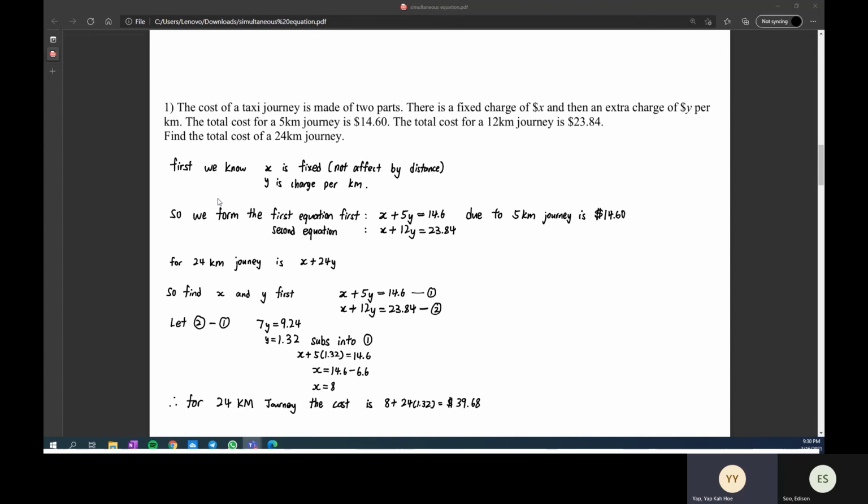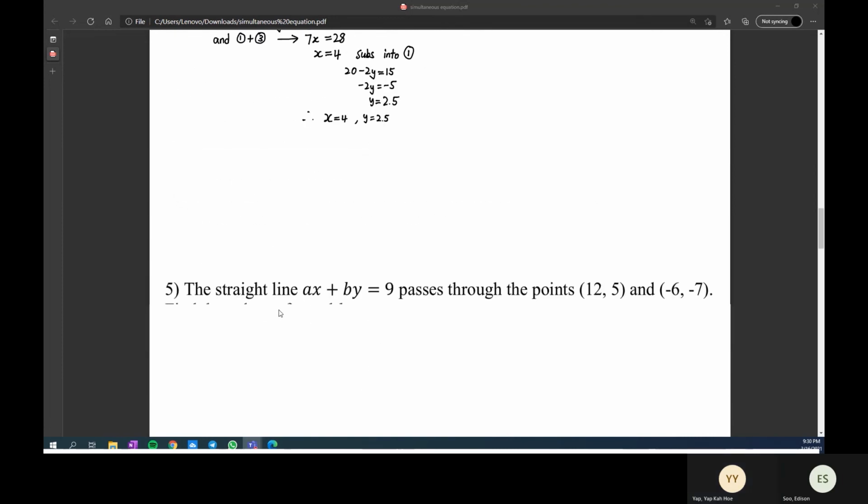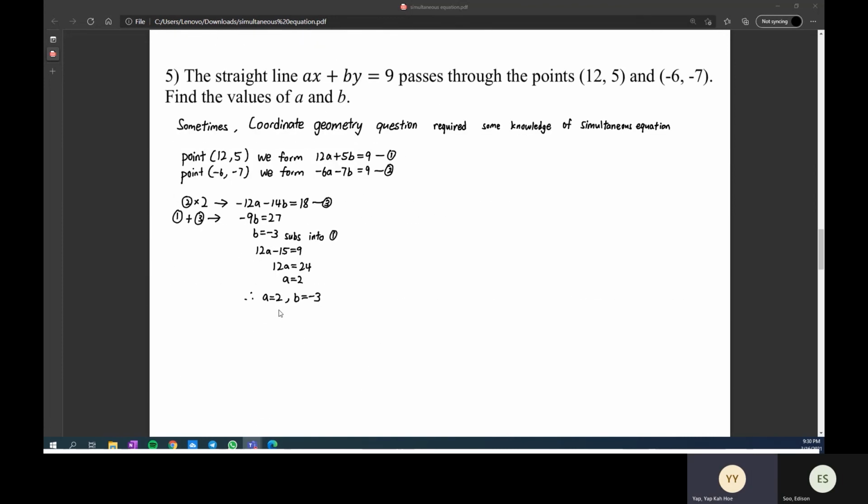Next, we will look at the fifth example. The straight line ax plus by equals 9 passes through the points (12, 5) and (-6, -7). Find the values of a and b.